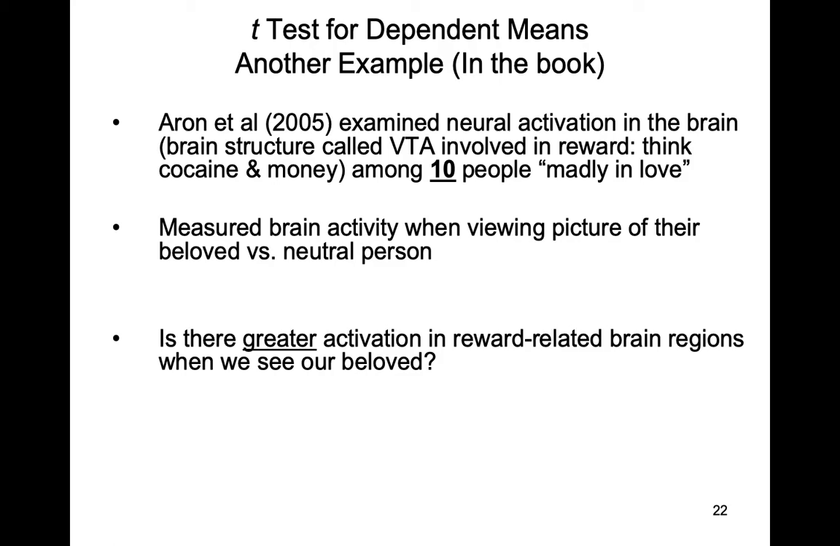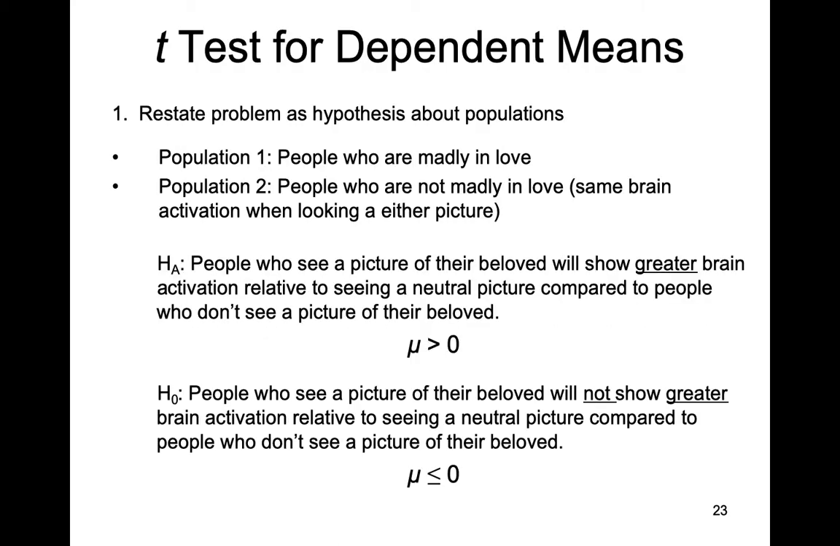Okay, so they had 10 people in their study who were madly in love with their partner. So they measured brain activity when these people viewed a picture of their beloved versus some neutral person. And they wanted to know, would there be greater activation in reward-related brain regions when we see our beloved compared to when we see a neutral person?